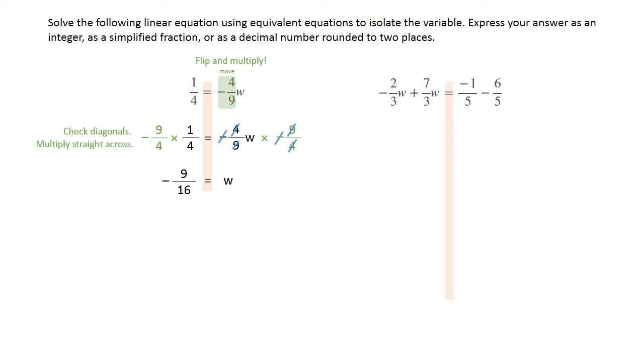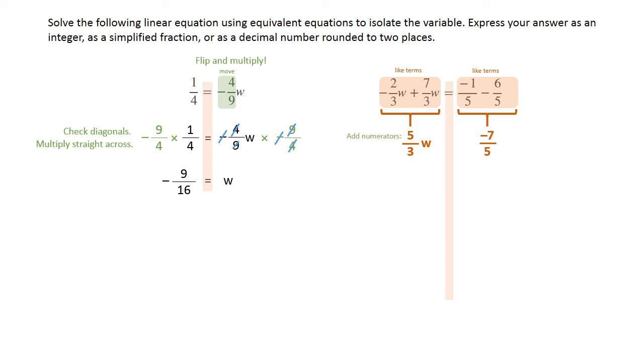Looking at the right equation, we zero in on the equal sign, and looks like we've got some like terms. We've got 2 w's on the left, and we've got just 2 fractions on the right. So we're going to put these together. The -2/3 w plus 7/3 w is 5/3 w, and the -1/5 minus 6/5 is -7/5.